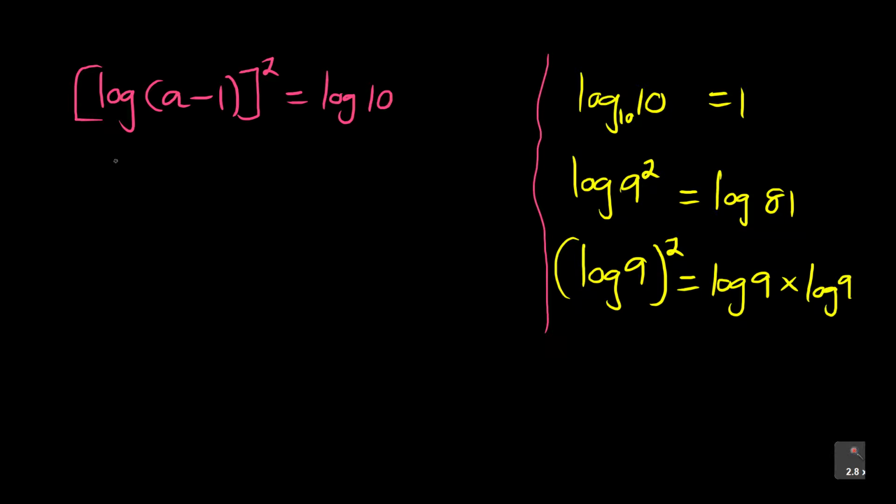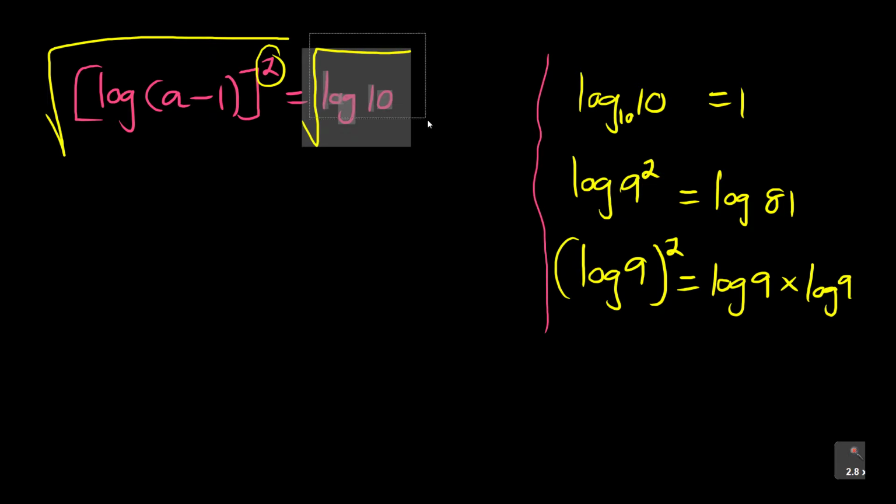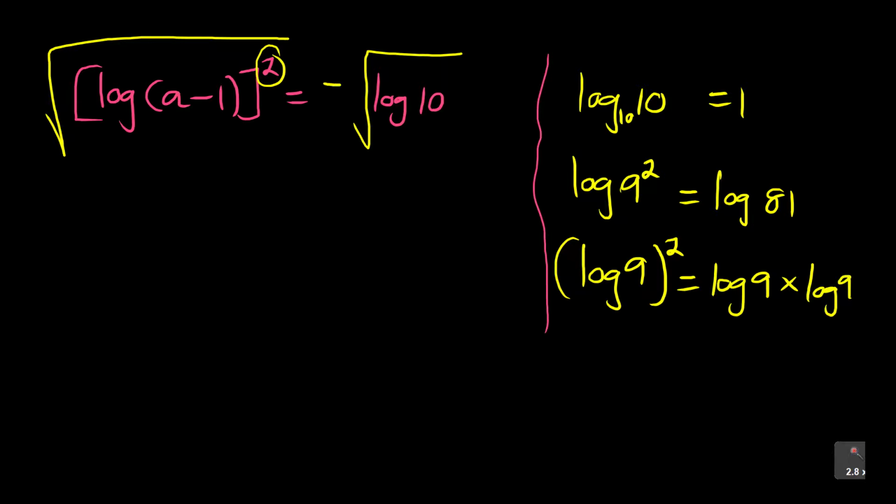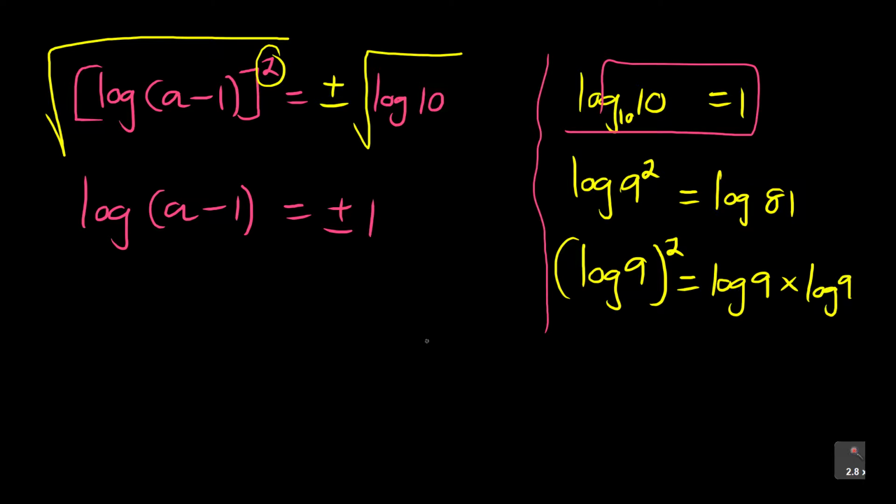So what does it mean? For me to get rid of that square, I must use a square root. But what I do on the left, I do on the right. Whenever I put a square root, don't forget there is a plus or minus. If you forget that, you might lose a solution. So that's how you get rid of the square, such that you've got log A minus 1 is plus or minus 1, since log 10 is 1.